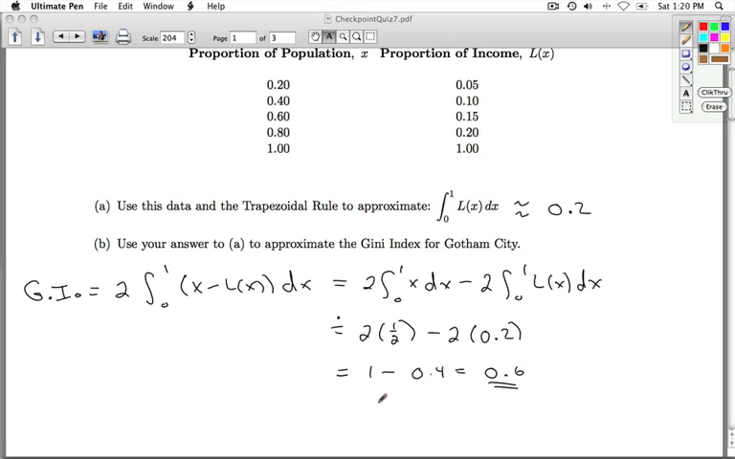So the economy of Gotham City is skewed more towards inequality because the Gini index is more towards 1 than it is towards 0. And so that'll do it for number 1.